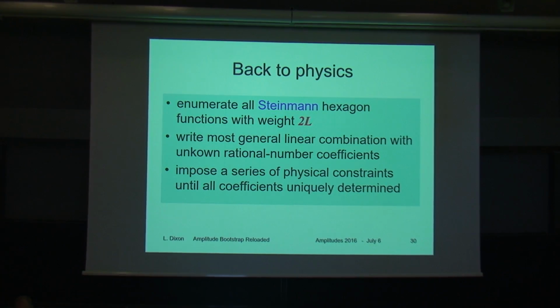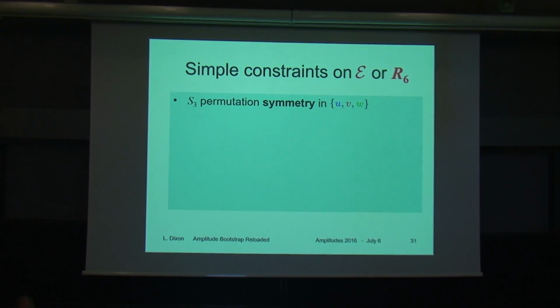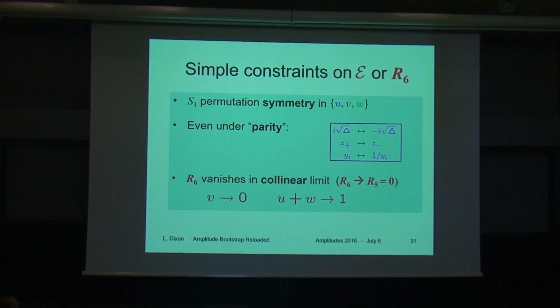And then when we impose some constraints, we can determine all these coefficients. A very simple constraint in the NMHV case is that this should be totally symmetric under permutations of u, v, and w, which is kind of a manifestation of a SUSY Ward identity in the original NMHV amplitude. It should also be even under parity, and so we only have to look at the parity even sector of functions. And it vanishes in the collinear limit. That is, R6 vanishes. E does not vanish in the collinear limit. You might think that's a bad thing, but we know exactly the relation between R6 and E, and it just involves simple polylogs whose collinear limit we understand very well.